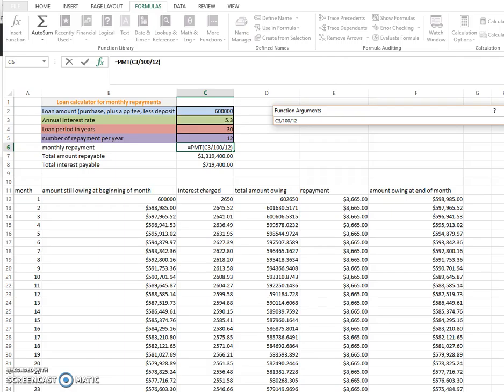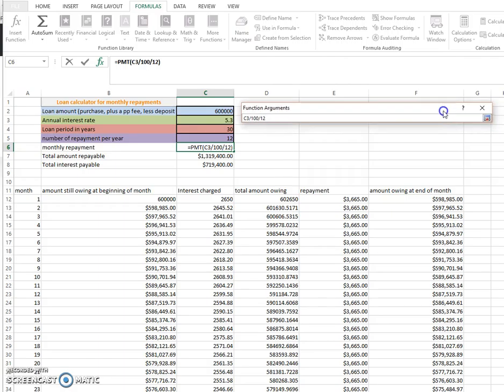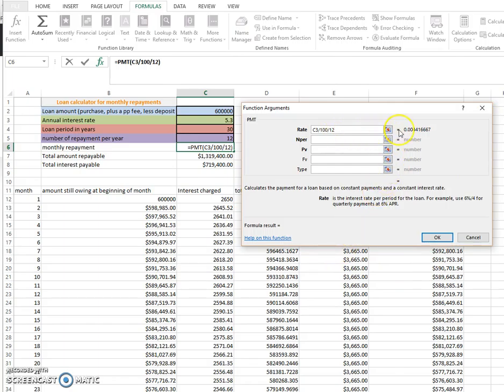Click on this little box on the side here again. Sorry, it's gone off the screen. Click on this little box here on the side. There it is. Now see this number here? That's what 5.3 divided by 100 divided by 12 gives you. That is the interest rate as a decimal for 1 month.